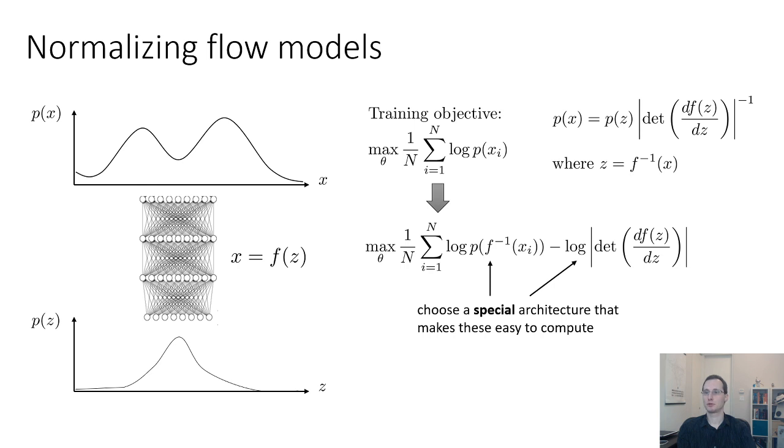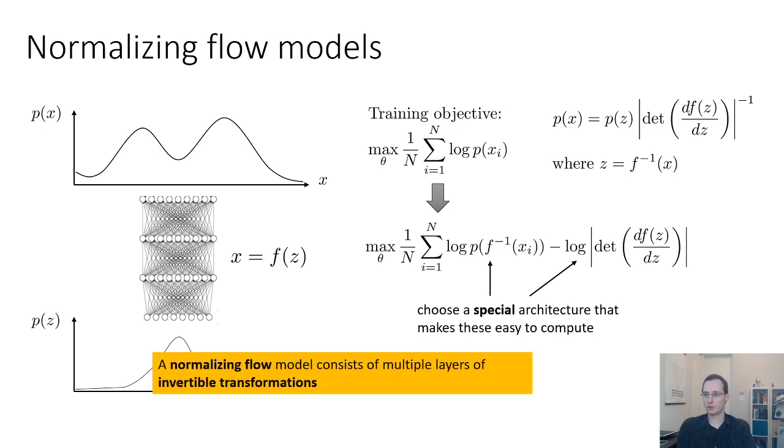And what we're going to do is choose a special structure for the neural net that represents f that makes f inverse and that determinant easy to calculate. And then we can skip all of that complexity with variational lower bounds.